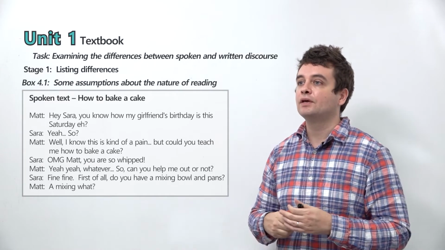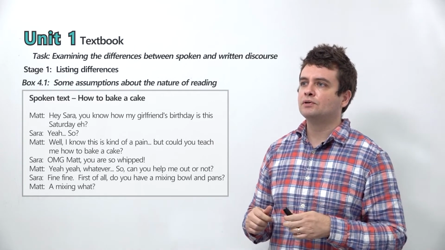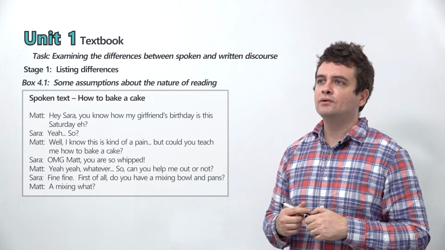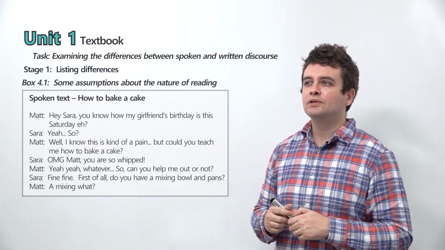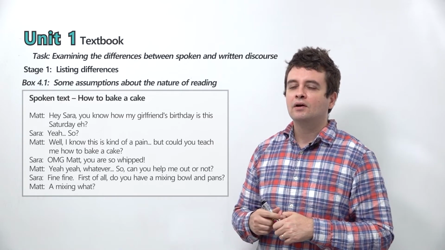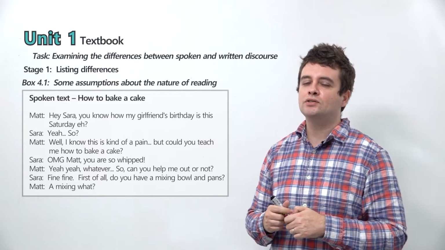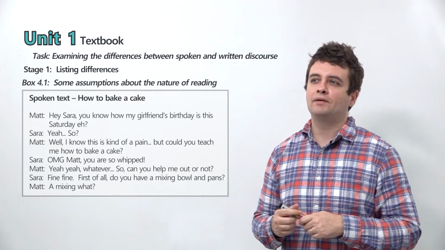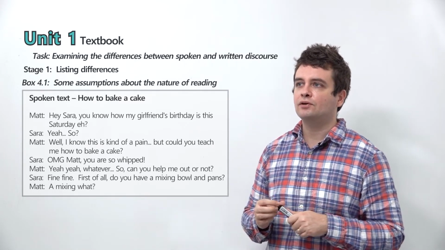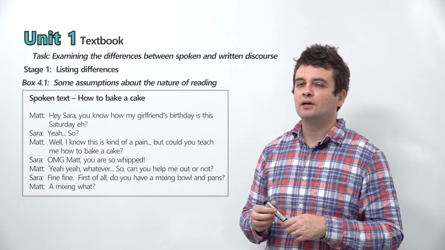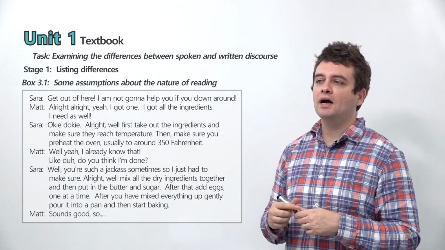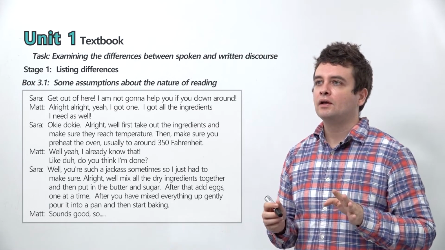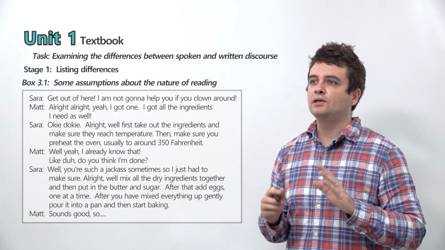So we've got Matt. He says, "Hey, Sarah, you know my girlfriend's birthday is this Saturday, eh?" "Yeah, so?" "Well, I know this is kind of a pain, but could you teach me how to bake a cake?" "Oh my God, Matt, you are so whipped." "Yeah, whatever. So, can you help me out or not?" "Fine. First of all, do you have a mixing bowl and pans?" "A mixing what?" "Get out of here. I'm not going to help you if you clown around." "All right. Yeah, I got one. I got all the ingredients I need as well."